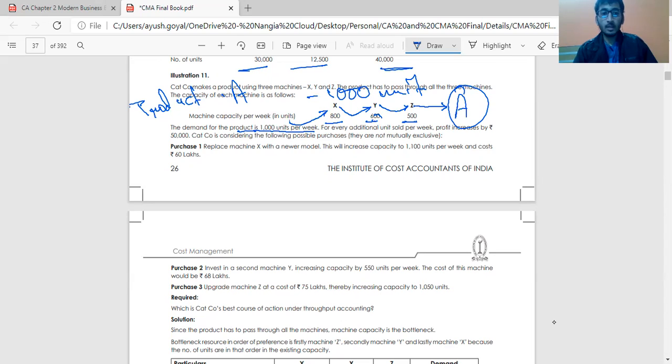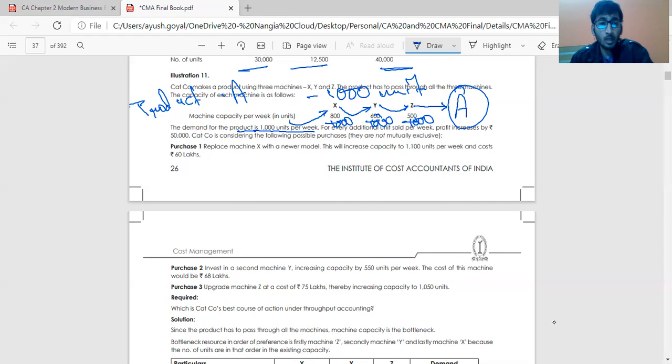So like this it is given, and since we require 1000, we want all the machines to have a capacity of 1000 at least. Since we require 1000 units per week, every machine should have the capacity of 1000 units. That's how only we will get the 1000 units of product A. If every machine has the 1000 unit capacity, then only can we get the 1000 units of product A.